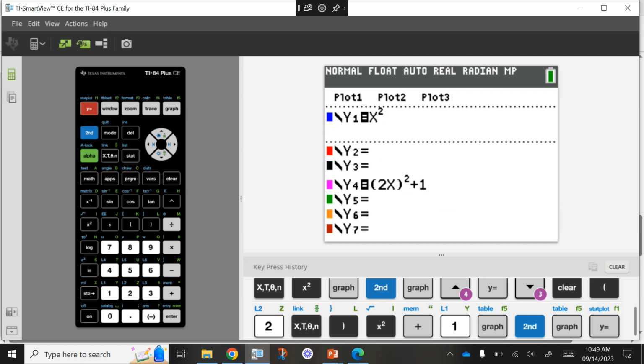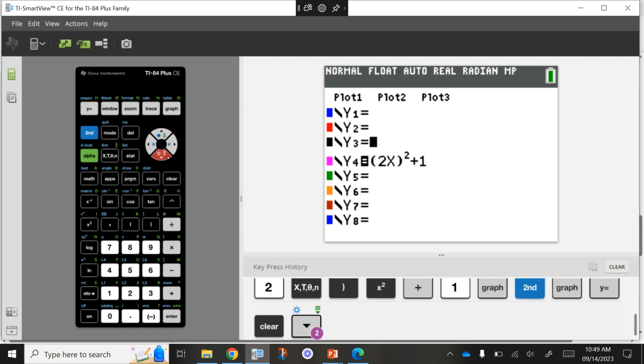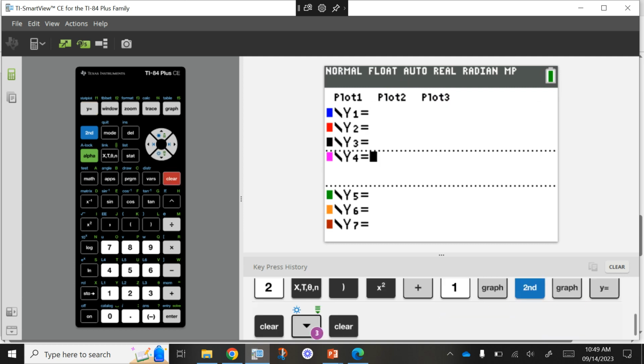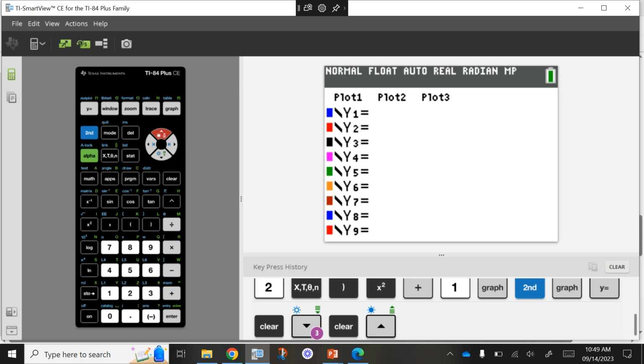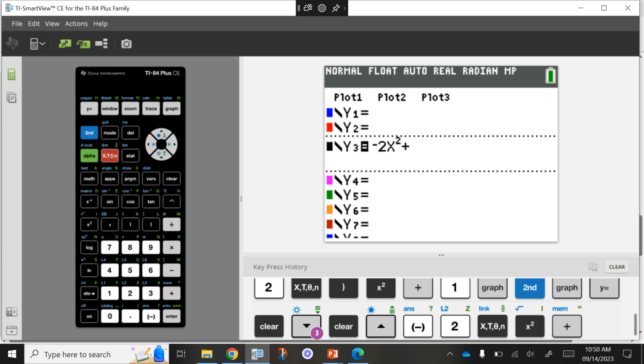So back to y equals. I don't have x squared anymore. I don't have this guy anymore. Okay, so we are starting with negative 2x squared and then plus x. That's where we're starting.